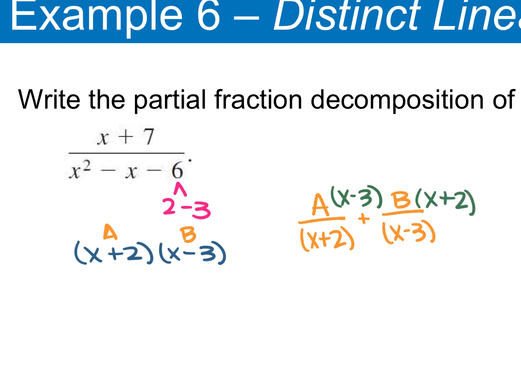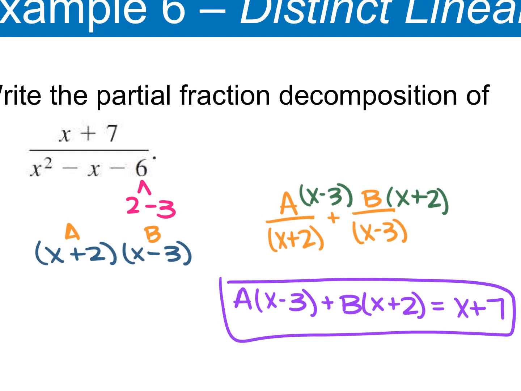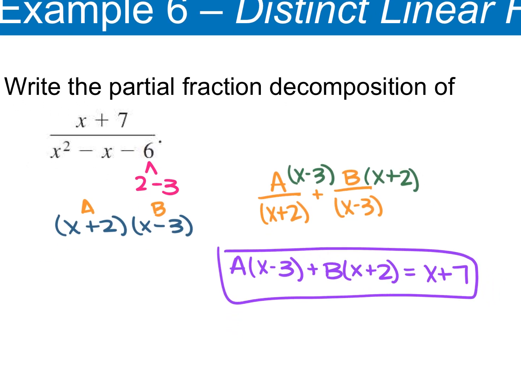Kind of think about when you were solving or simplifying operations with polynomials. Kind of the same thing when you worked with fractions. You got rid of the denominators. Same concept here, but you're going to have A times x minus 3 plus B times x plus 2, and you're going to set this equal to what your numerator was in the beginning, so that's the x plus 7. So this whole thing is your partial fraction decomposition.